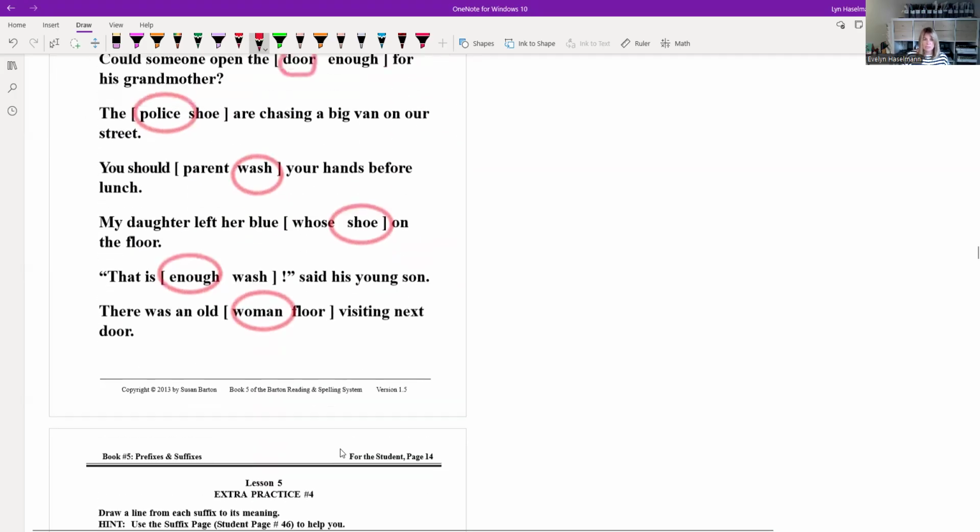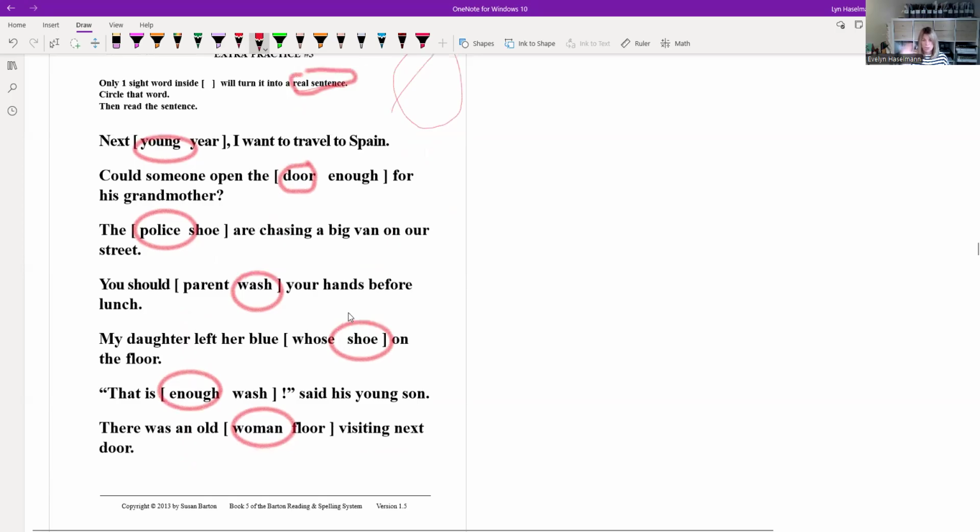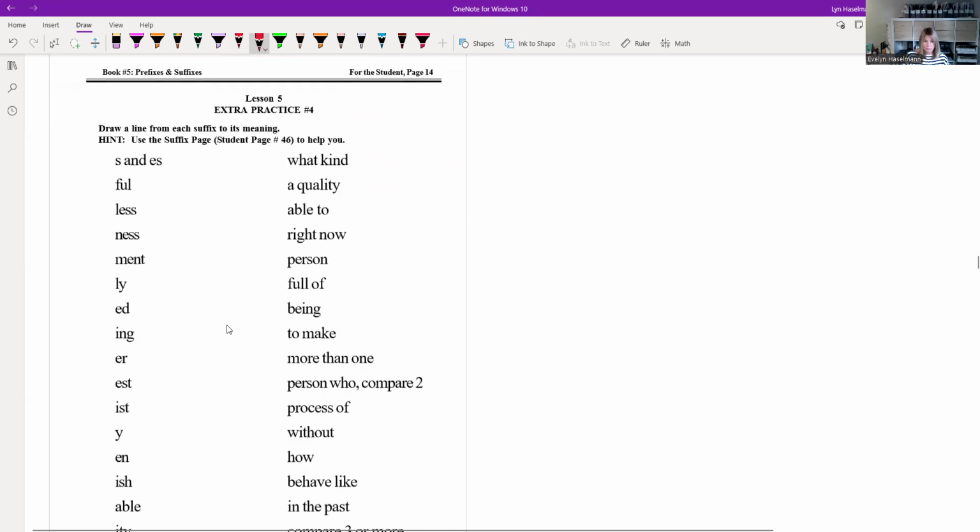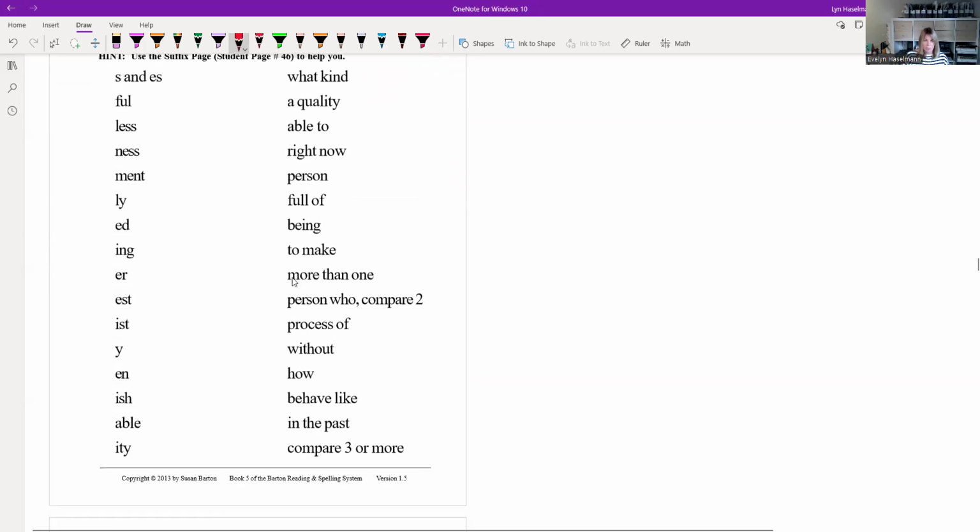But only one sight word will turn this into a real sentence. I've done that for you. I don't encourage your student to work ahead, but if you're at that part, go ahead and do this. I saved this one so we could actually do it together, just so you know where we're at. So what do we have? We've got S and ES means more than one or plural.